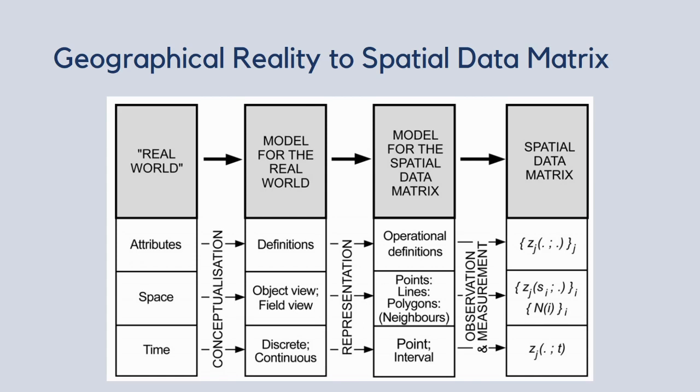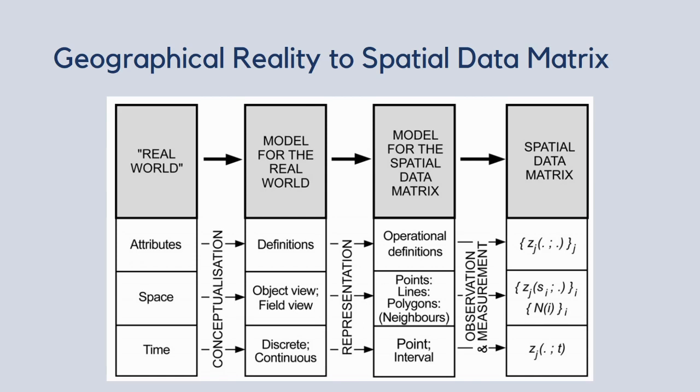time. So the object and field views are the two fundamentally distinct conceptualizations of the geographical reality, and the object view of the world conceptualizes the space as populated by well-defined, indivisible, and homogeneous entities for the points, lines, and polygons set in otherwise empty space. So the field view of the world conceptualizes the space as covered by continuous surfaces.